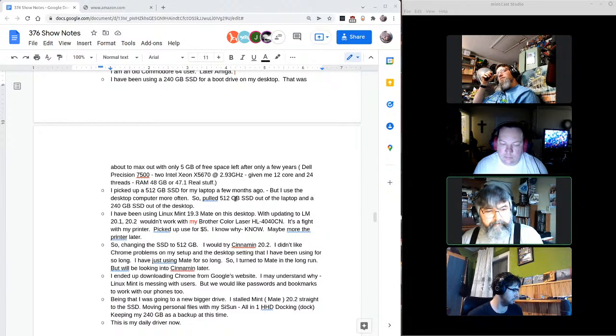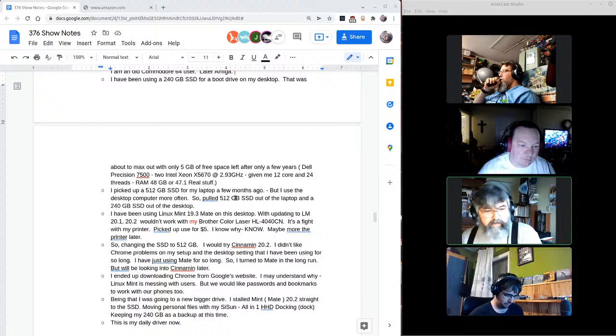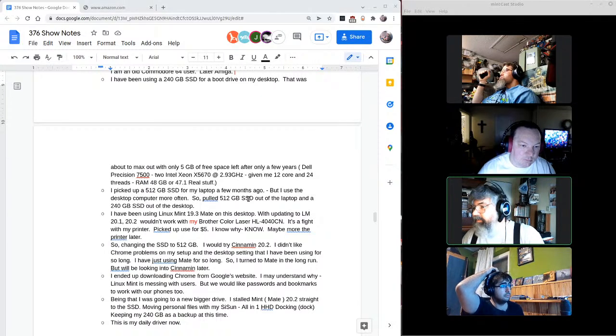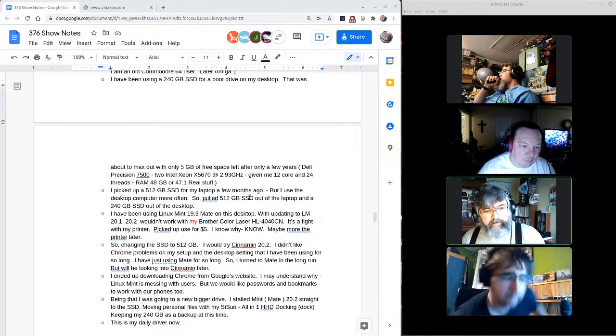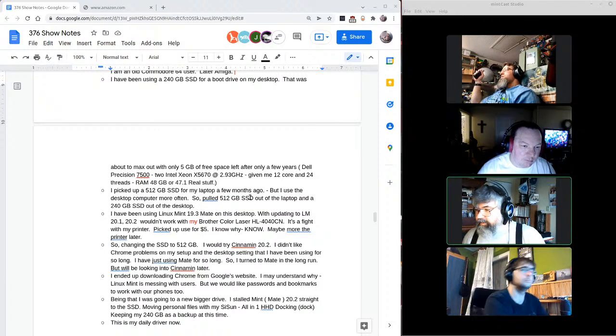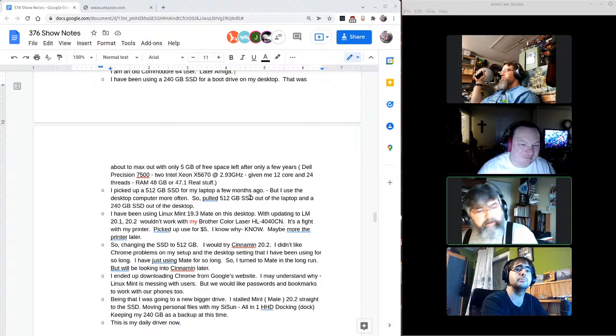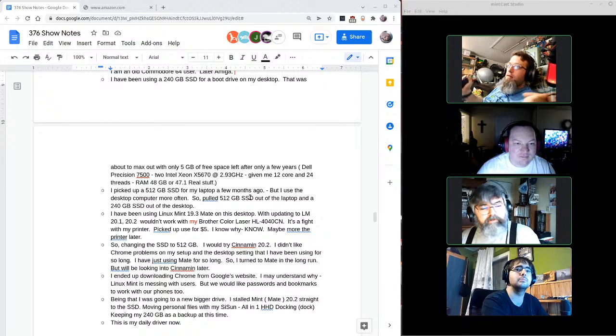And I decided to get a bigger SSD. I got me a 512 gig SSD and put it in from my laptop. I bought it for the laptop because I planned on going to the church more often and recording services and stuff. And with COVID, I didn't get to do that. I actually stopped going to church. I've been staying home, gaining weight.